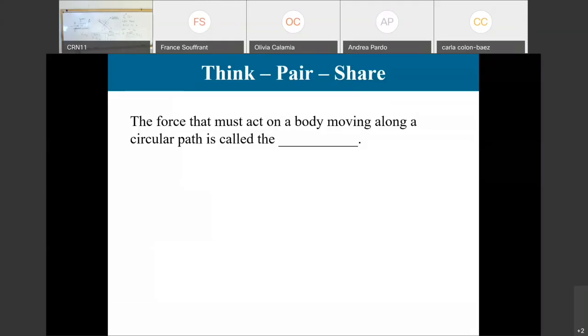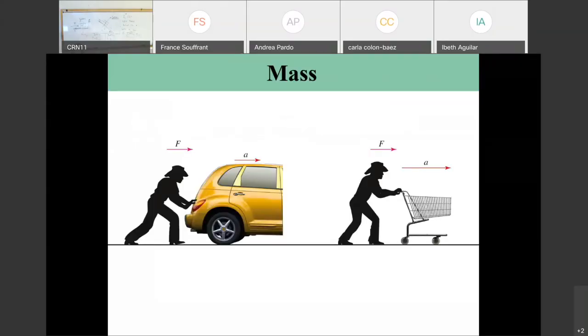Anybody? It's centripetal, right? Yeah, that one. Centripetal force. All right, we need to review that, huh?